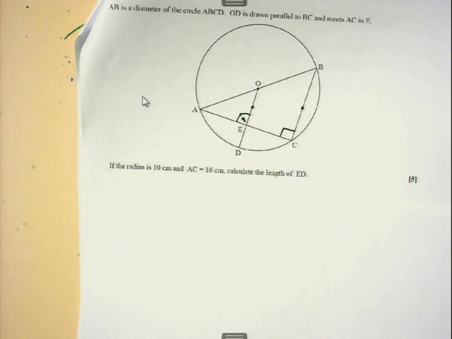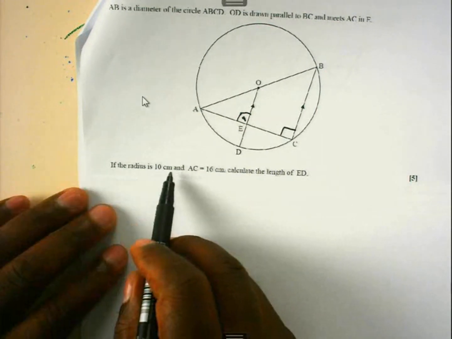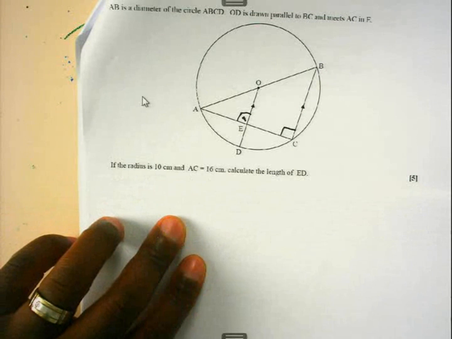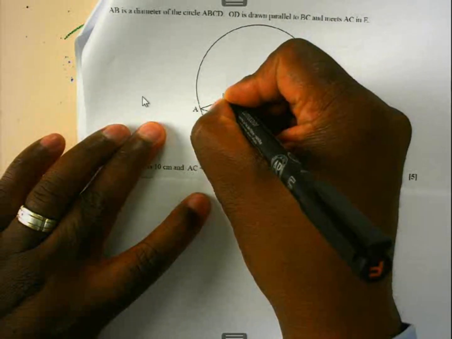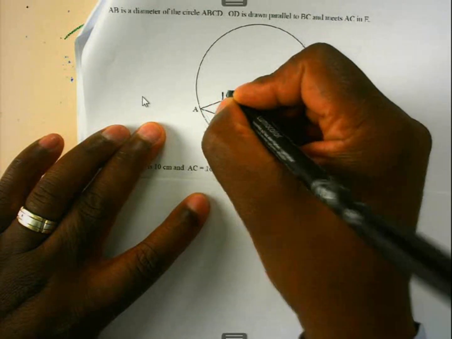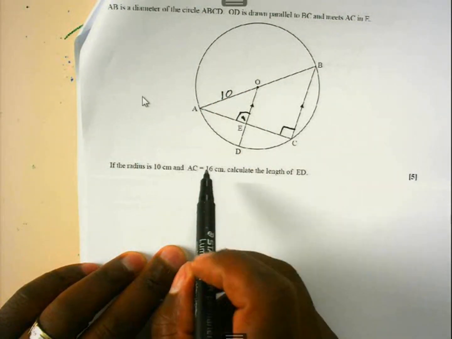Thank you. Let's check the radius. If the radius is 10 centimeters, what is the radius? It is the distance from the center to the circumference. OA is 10. You've got 10 here. It's 10 centimeters.